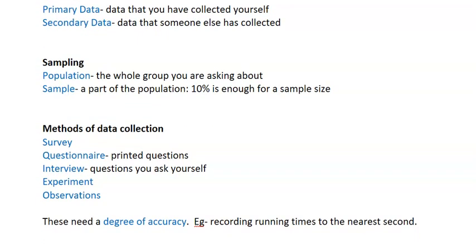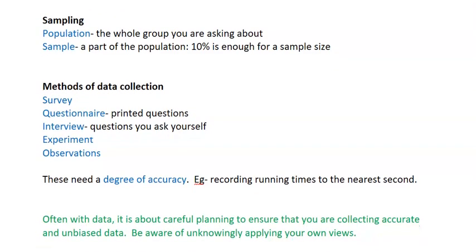But with those observations, please be careful because you need to decide on a degree of accuracy for fairness. So if you're recording running times, for example, you might make a decision that you're going to record everything to the nearest second. Whatever that degree of accuracy is, it needs to be applied across the entire experiment or all observations that you're collecting. So there's lots of different methods of data collection.